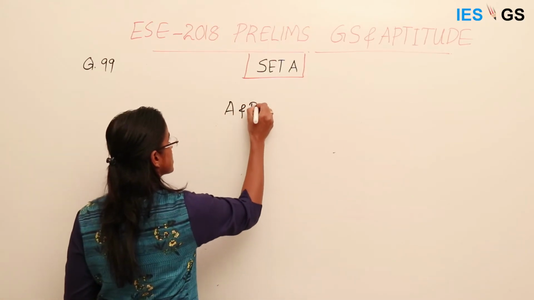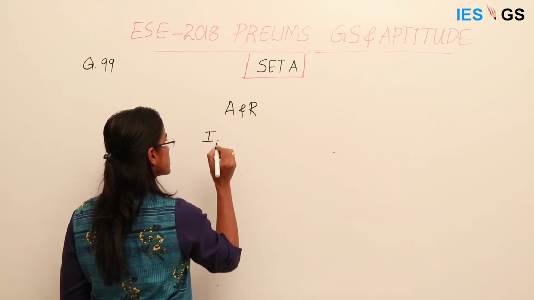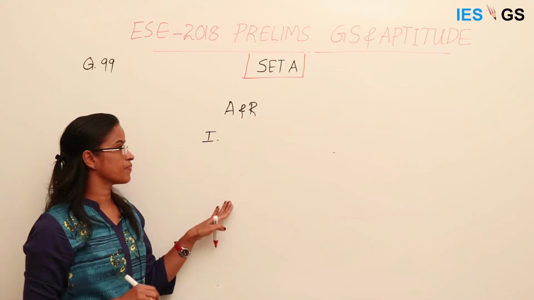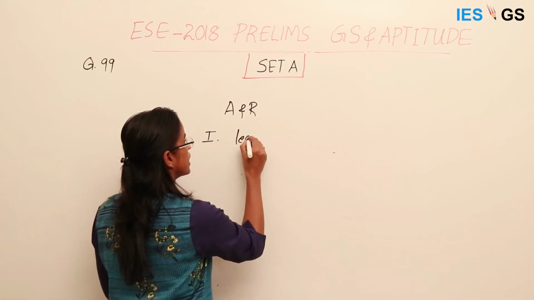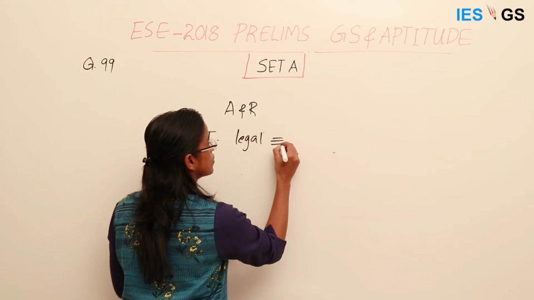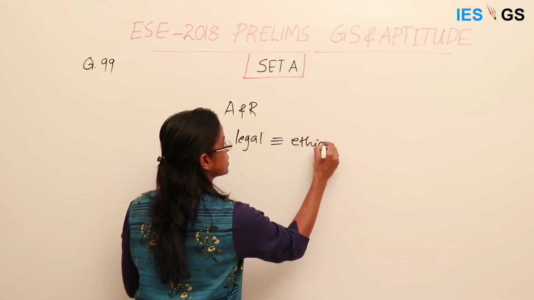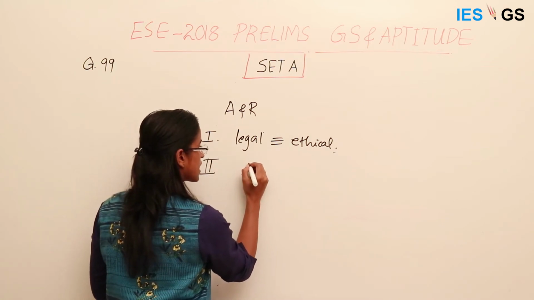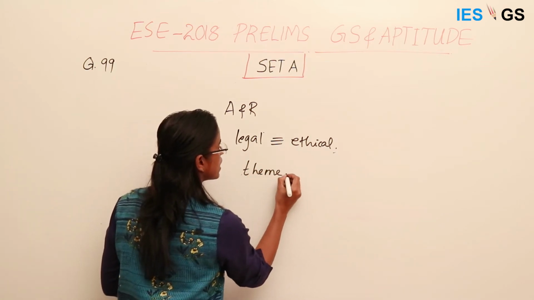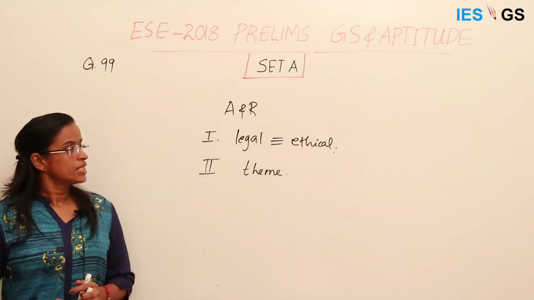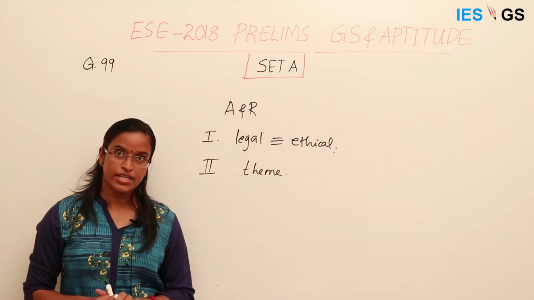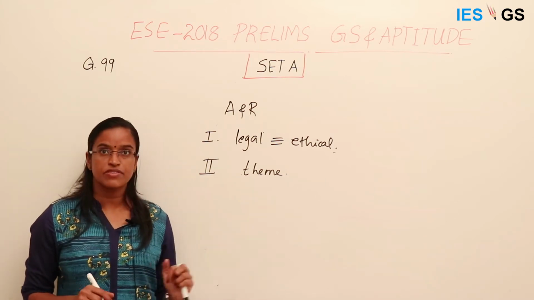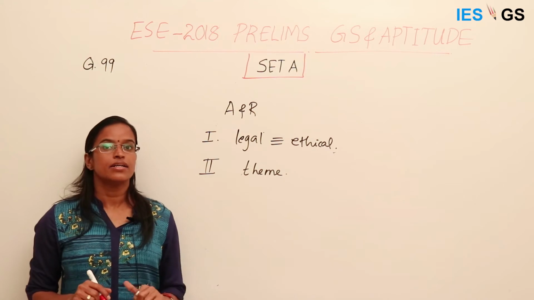Here the assertion and reasoning. Statement first states that what is legal may not always be ethical. Legal is not equivalent to ethical. Statement second tells that both share the same thing, what is permissible and impermissible. This topic we have discussed in our article on our website in the ethics theory. What is the difference between the legal and ethical?